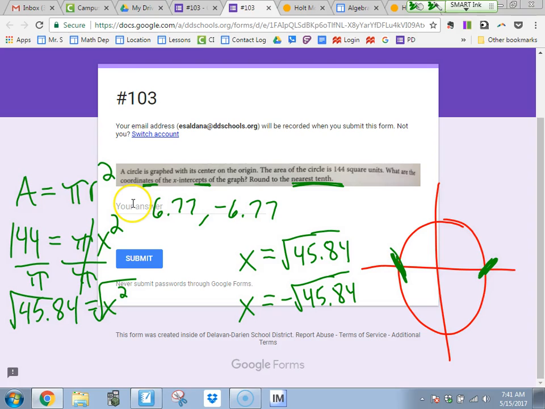Questions on this? Yes? Wait, where'd you get 6.77? Took the square root of 45.84. Yep. Okay, so that, in a nutshell, is what 22.1c is about.